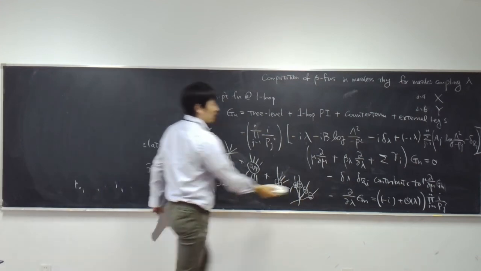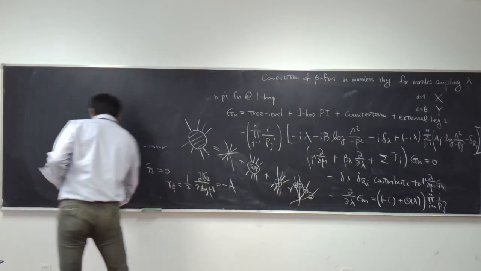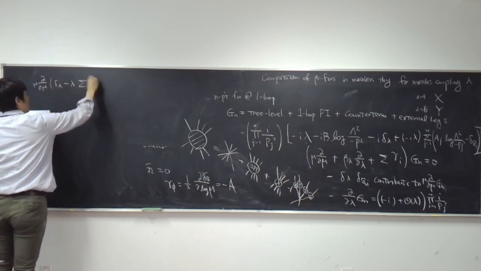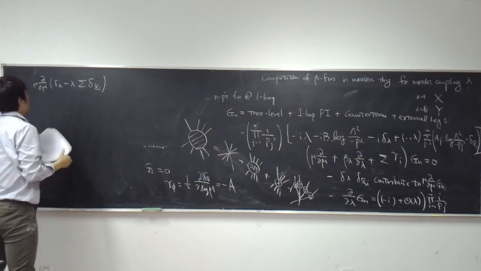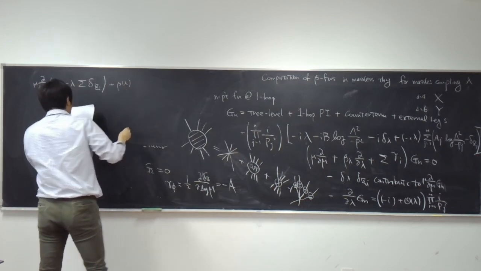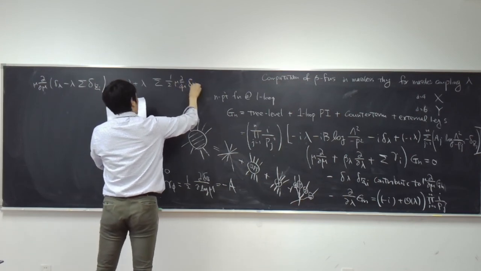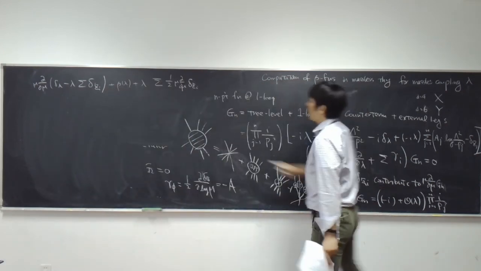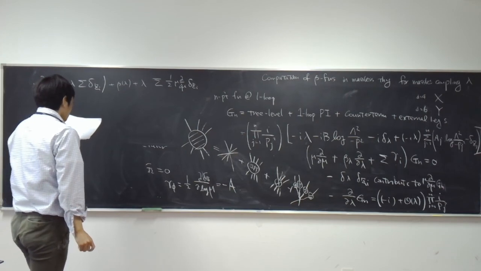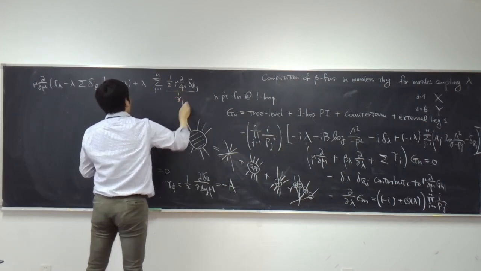Then use this assumption in the Callan-Symanzik equation and use this form, and you will get as follows. So mu partial mu of delta lambda minus lambda sum of delta z_i. So the only mu dependence comes from this counter term, and then plus beta lambda, and then plus lambda sum of 1/2 mu partial mu delta z_i. I just replaced gamma_i by this one. That's what we found here. So gamma_j for j equal to 1 to n is essentially equal to gamma_j, is equal to zero.